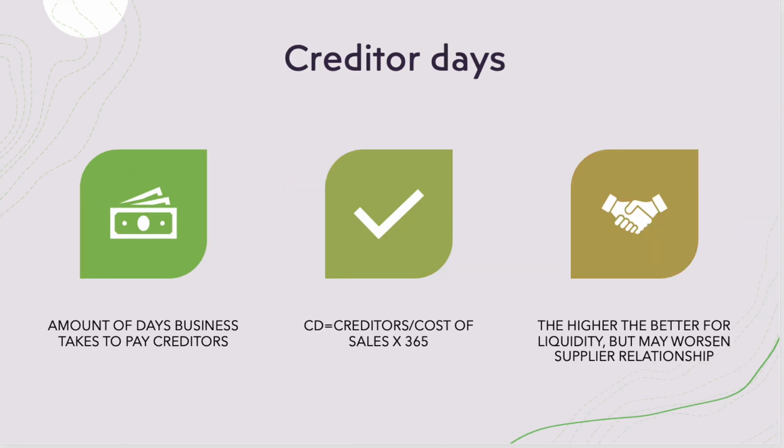Next up, the third one is creditor days. This measures the amount of days it takes a business to actually repay its suppliers and creditors. This is done by doing creditors over cost of sales times 365. It's essentially the opposite of debtor days. And a high creditor days is good for a business in terms of liquidity position, but it may worsen its supplier relationship.